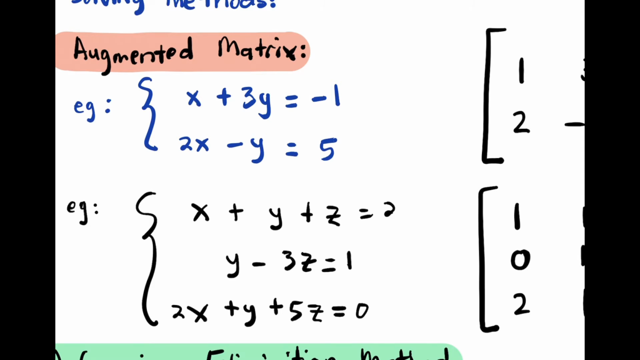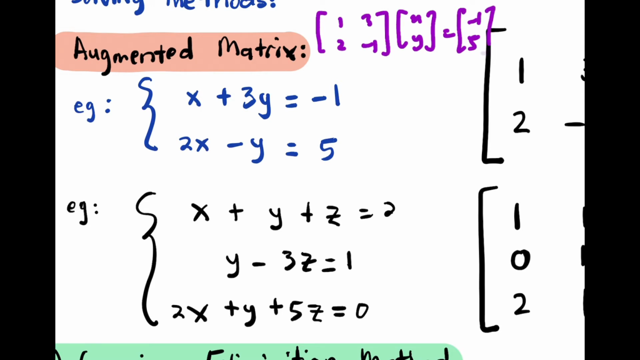So this is actually [1, 3; 2, -1] multiply to [x; y] equal to [-1; 5]. So this is the matrix that we can build here. So 1, 3, 2, -1 comes from the coefficient of each of this number here, and then multiply towards your variable x and y, and then equal to this part here, -1, 5.